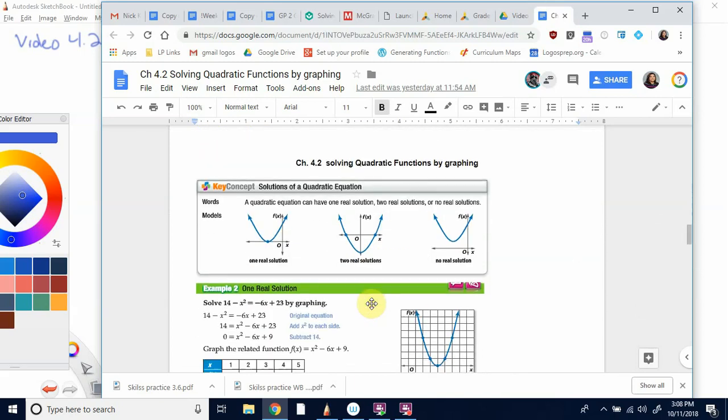Right, so now what types of solutions are we going to have with a quadratic? Well, you can have one solution when the vertex is on the x-axis, whether it opens up or down.